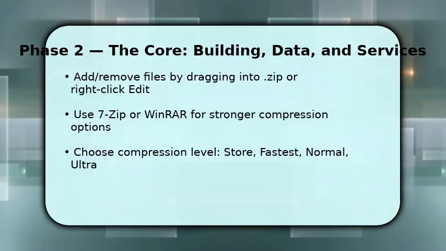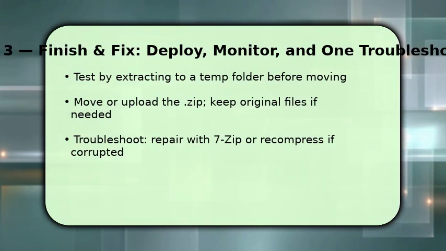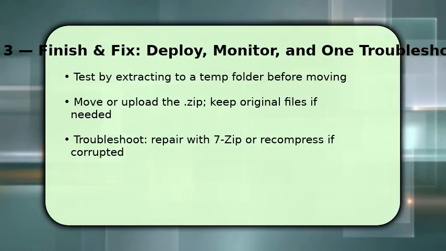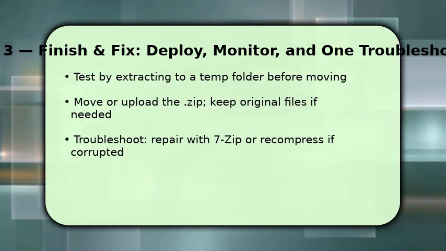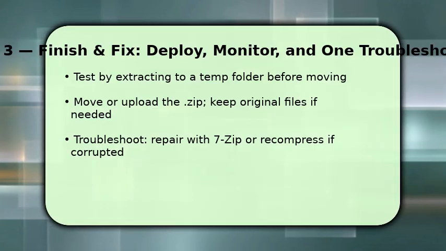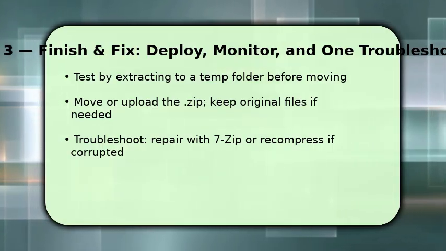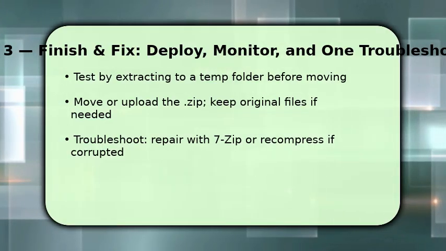To finish, test the archive. Extract it to a temporary folder to confirm files open correctly. Once verified, move or upload the zip and consider keeping originals until backup completes. If you used a third-party tool, embed a password or split archive if needed.